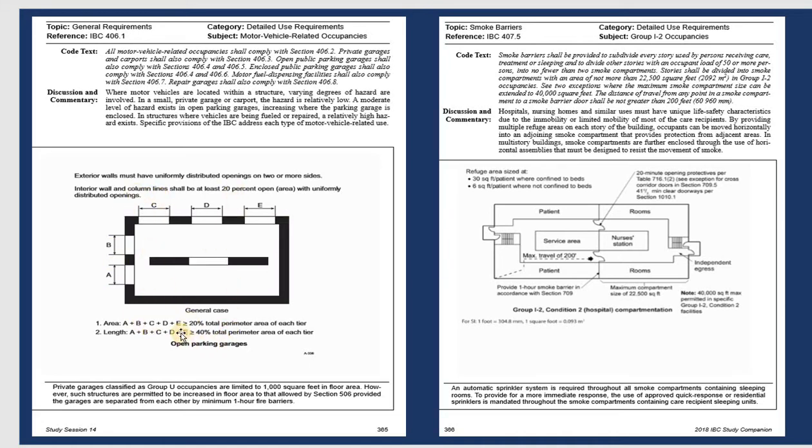All of them should be larger than 20% of the total perimeter of the building, the perimeter right here. And the length A plus B plus C plus D, that is the length, should be larger than 40% of the total area of the perimeter of each tier. So that means the length is 20%, but the area of the opening should be larger than 40% of the total perimeter area or the perimeter of the length.